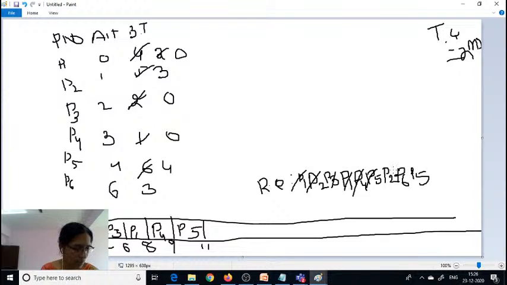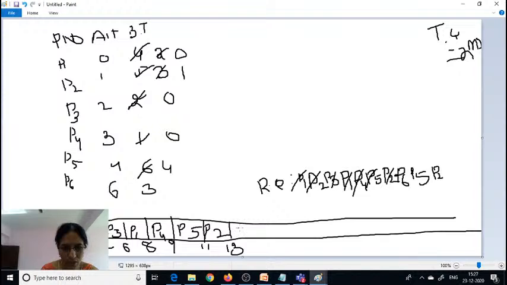That is the P2 process. Now P2 enters the CPU and executes for 2 milliseconds. Now the remaining burst time is 1. Now it is 13. P2 still has burst time remaining, so this P2 is preempted and added at the end of the queue. Now which process is in the CPU?